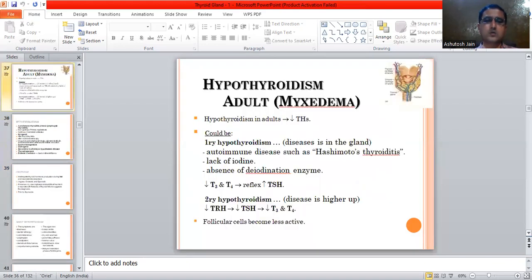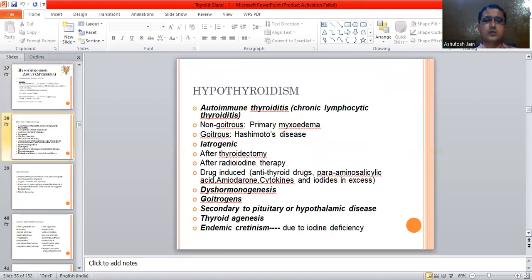Disorders of thyroid hormones. Hypothyroidism in adults, that is myxedema. In hypothyroidism in adults, there is decreased secretion of the thyroid hormones. It could cause primary hypothyroidism, autoimmune disease such as Hashimoto's thyroiditis, due to lack of iodine, absence of deiodination of iodine. Follicular cells become less active. Hypothyroidism: autoimmune thyroiditis, chronic lymphocytic, non-goitrous primary myxedema, goitrous Hashimoto's disease, iatrogenic after thyroidectomy, after radioiodine therapy, drug induced.